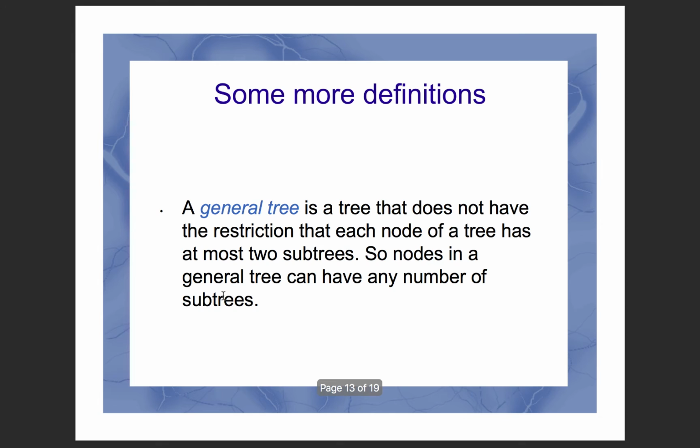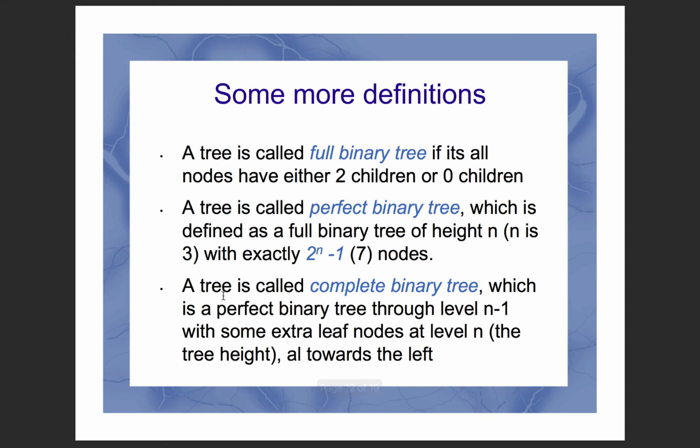Now, the last one is a complete binary tree. A tree is called a complete binary tree if it is a perfect binary tree through level n minus 1, with some extra leaf nodes at level n, and the extra nodes are towards the left. So a complete binary tree is a perfect binary tree through level n minus 1.